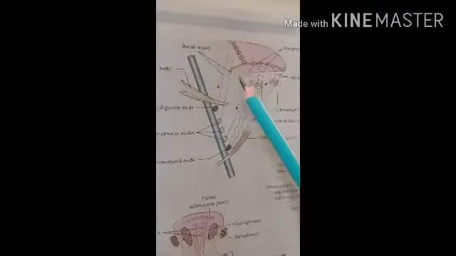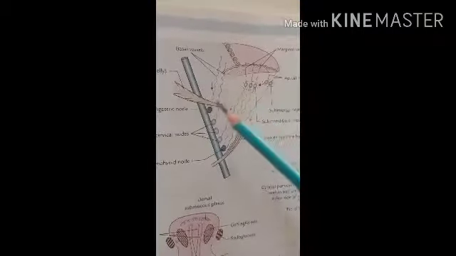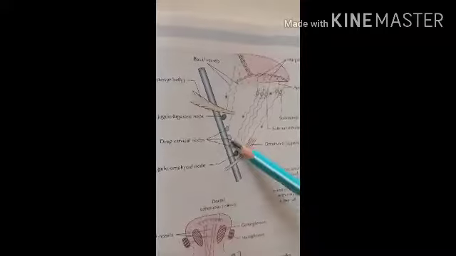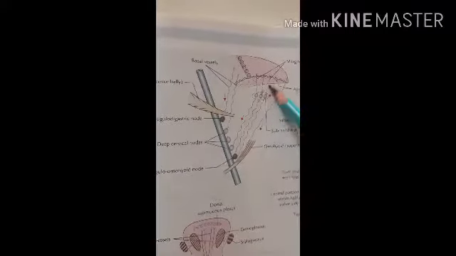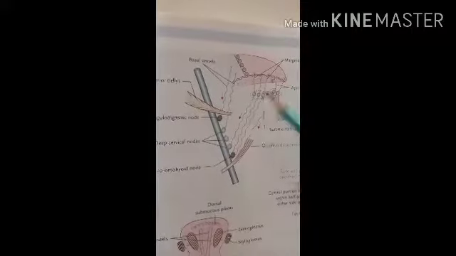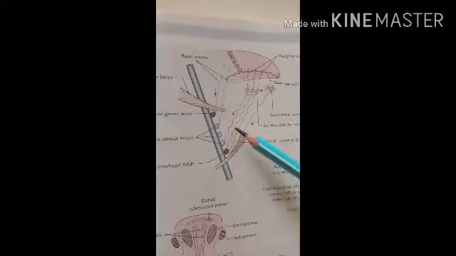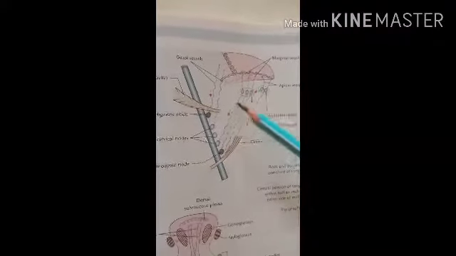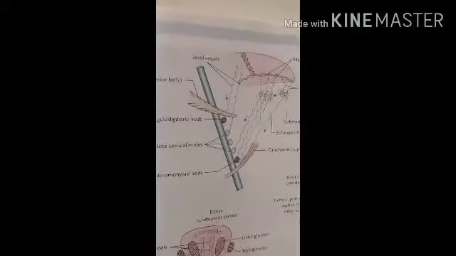Then next to it, the posterior 1/3 part of the tongue drains bilaterally into the jugulo-omohyoid lymph nodes. Since most of the lymph from the tongue ultimately drains into the jugulo-omohyoid lymph node, this is called the lymph node of the tongue. So that is the lymphatic drainage.